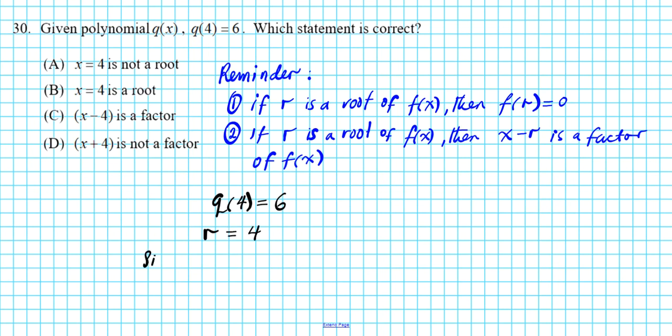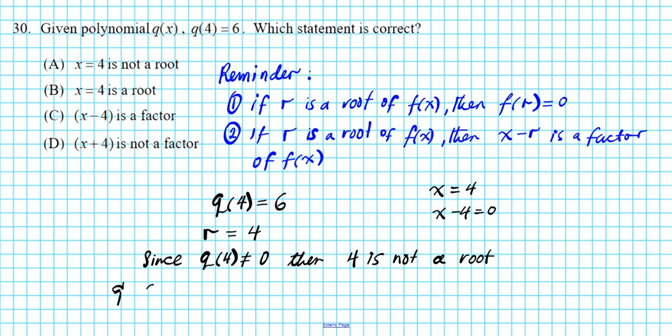Okay? So since q of 4 is not equal to 0, what does that mean? Then 4 is not a root. Okay, if it were a root, we'll get a 0. And its related factor, so we have x equals 4, and we set it equal to 0, x minus 4 equals 0. Its related factor, x minus 4, is not a factor of q. Also, okay, they go together. It's not a factor of q of x.